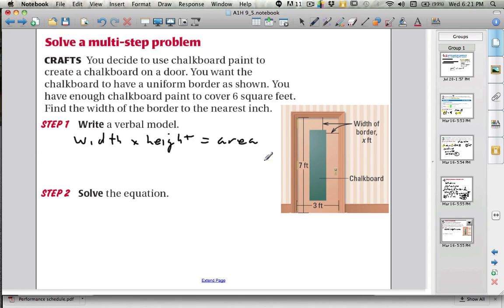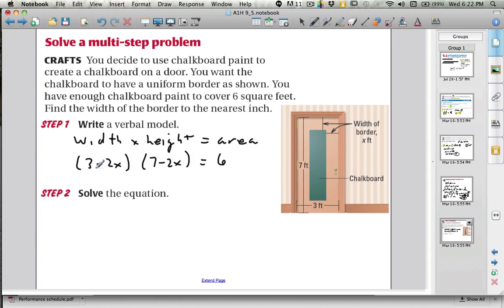And when we start looking at that, the height is going to be 7 minus 2x, and the width is going to be 3 minus 2x. Those are going to equal the area, and the area I've got is 6 square feet. Okay, so that allows us to start working with this problem.